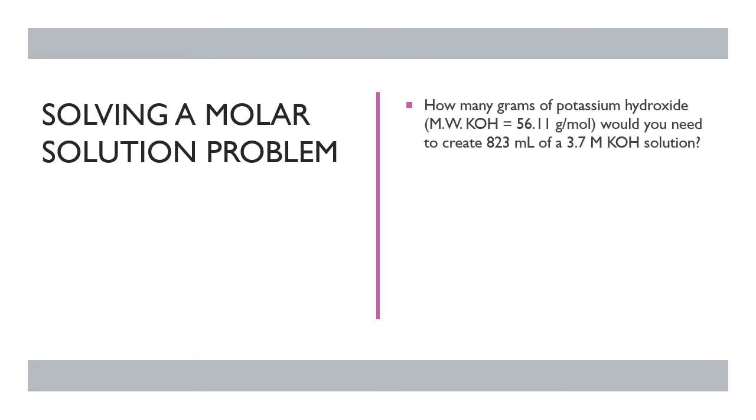Okay, back to the question at hand. The molar solution problem. How many grams of potassium hydroxide are needed to create 823 milliliters of a 3.7 molar potassium hydroxide solution? So, let's start by taking a look at what we know based on the question itself.